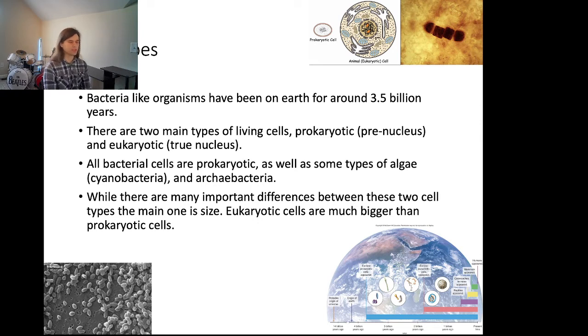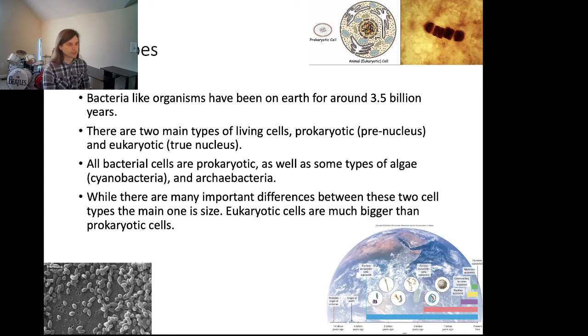Well, cells are living things. You've heard the term cell before. You probably know what a cell is, or at least the idea of a cell. There are two different types of cells: prokaryotic cells and eukaryotic cells. Now, prokaryotic cells, what does that mean? Well, pro means pre, karyotic means nucleus, so things without a nucleus, before a nucleus evolved, essentially.